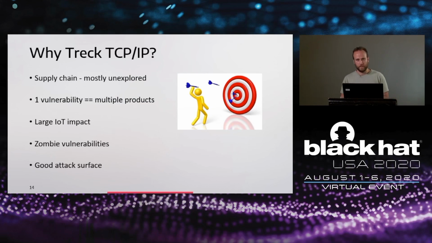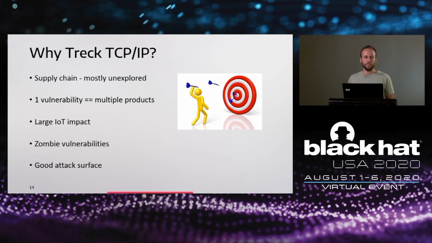Why we chose Treck TCP/IP and why we think this research is interesting for the community and for the listeners. Well, the first issue is the issue of supply chain. Not in the sense that somebody put a backdoor in your supply chain, in the sense that one vulnerability in a single piece of code travels across the supply chain. So one vulnerability, multiple products. Multiple products, few dozen different vendors, a few hundreds of different types of products. Extremely large IoT impact, and the potential for zombie vulnerabilities.